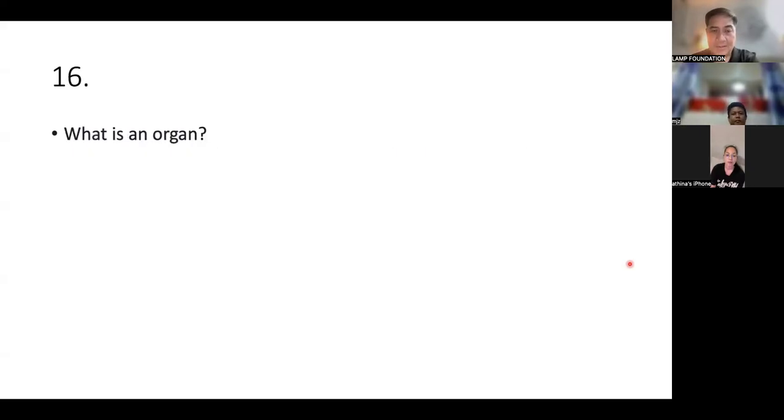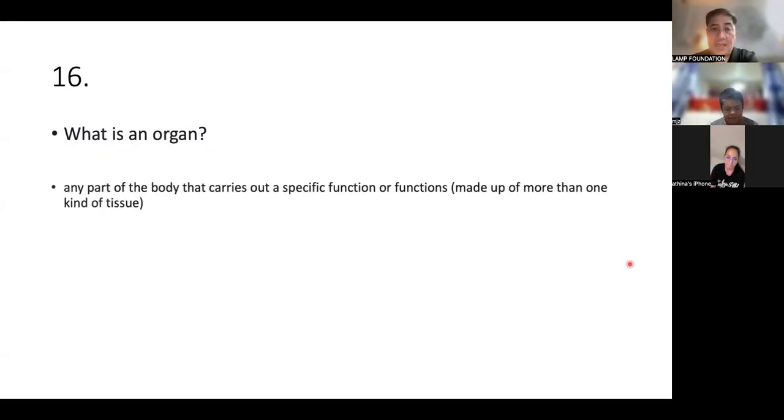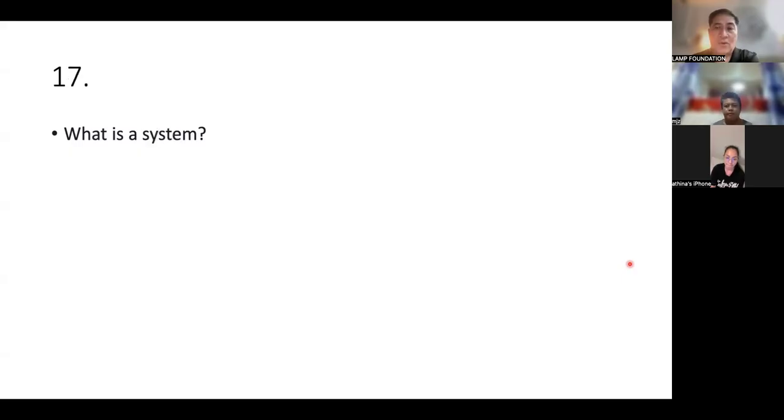What is an organ? An organ is any part of the body that carries out a specific function or functions. So this may be made up of more than one kind of tissue. What is a system? So from cells, we go to tissues, then we have the system. A system is a group of organs organized to perform a specific body function. Cells, tissues, organs, systems. List the body systems. Actually, these are all the topics that we shall be discussing in our anatomy and physiology module.